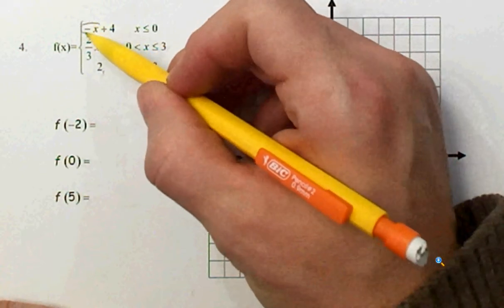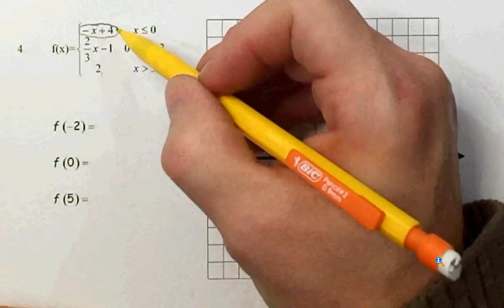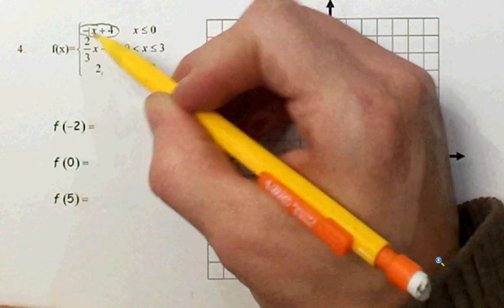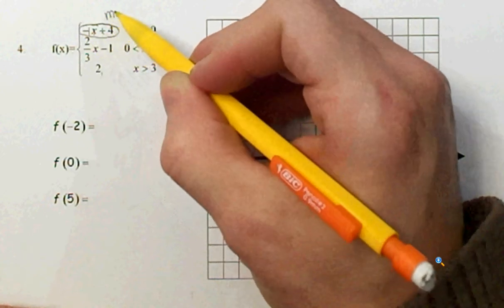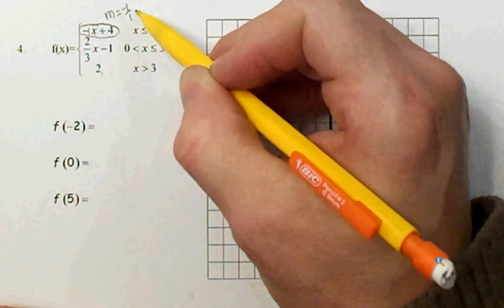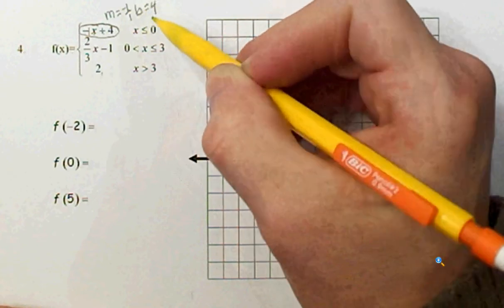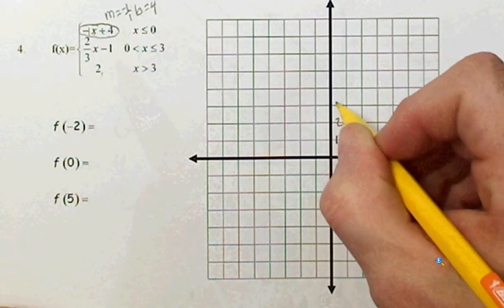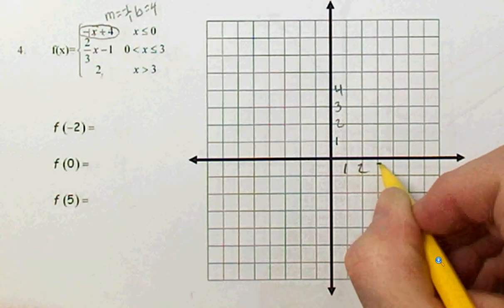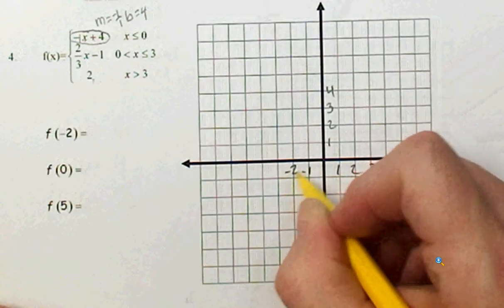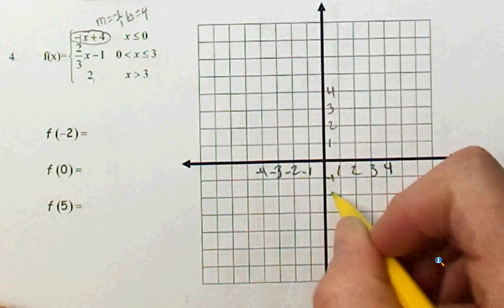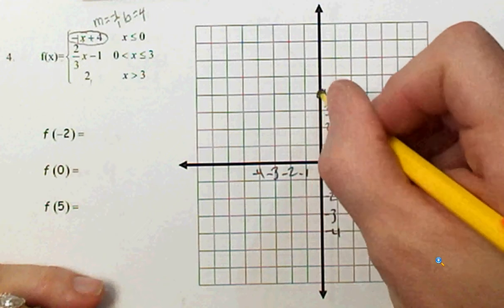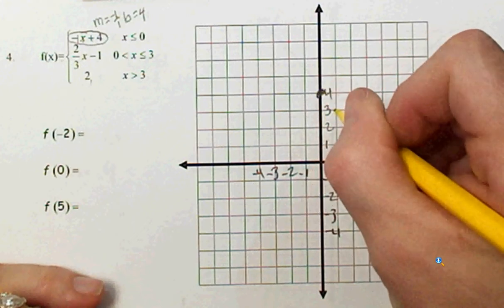This first piece is definitely linear because it's in the form of y equals mx plus b. I know that my slope is -1/1, and I know my y-intercept is 4. So we'll graph that piece starting at 4 on the y-axis, and going down 1 unit and to the right 1 unit.